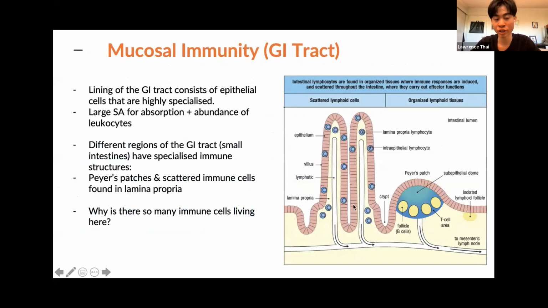Right. So now I just want to go ahead and go through mucosal immunity.